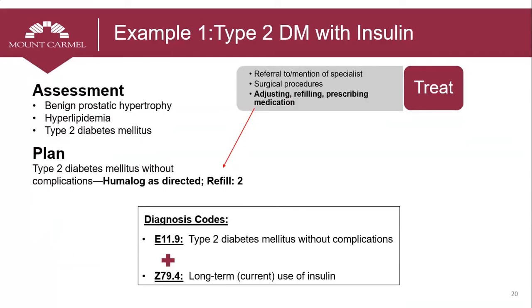Since the patient has type 2 diabetes with no complications documented, it is appropriate to use code E11.9, type 2 diabetes without complications, along with Z79.4, long-term current use of insulin, since the patient is on insulin. Z79.4 is an HCC and therefore is risk adjustable.